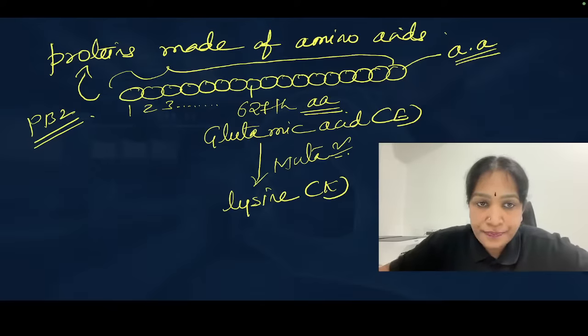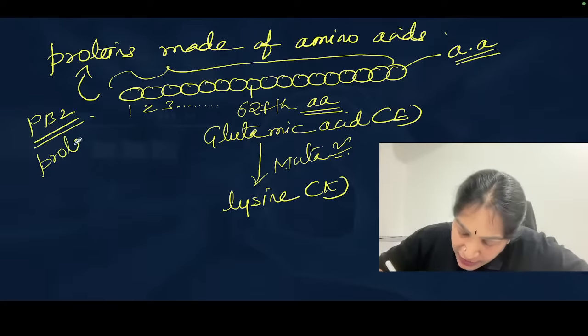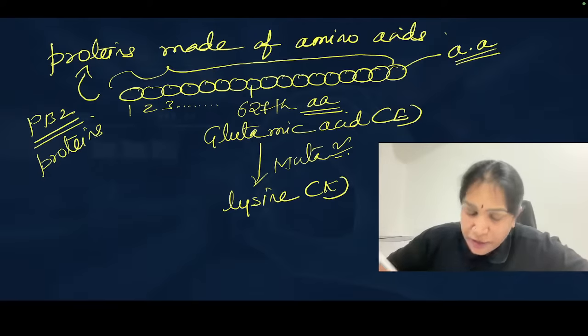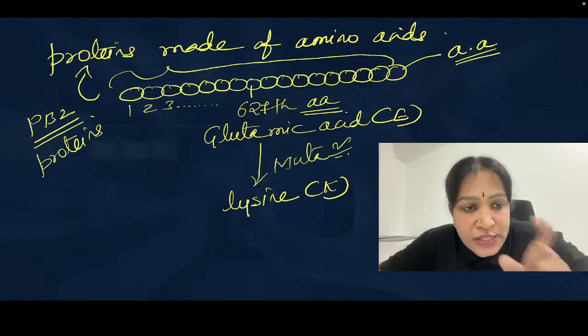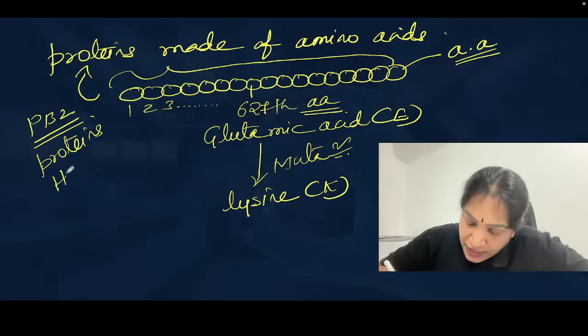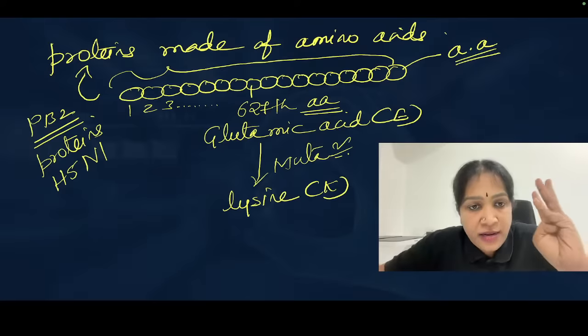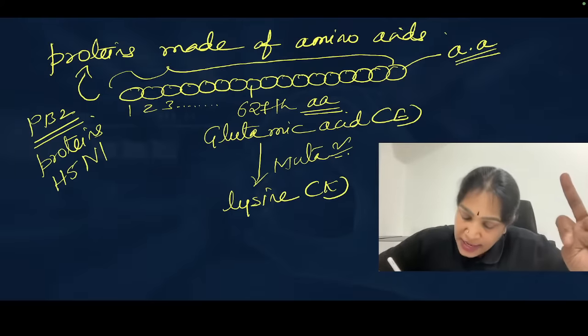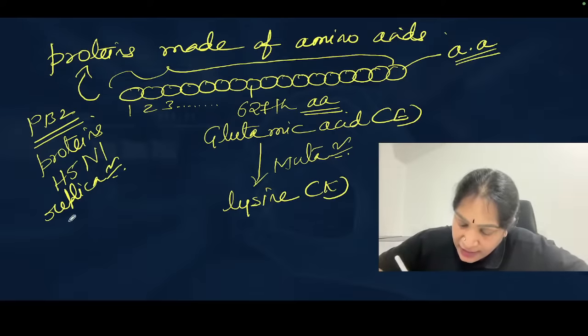Is it clear? I repeat, PB2 is a protein. Whose protein is it? PB2 is a protein in whom? The human being, or the bird, or the H5N1? It is a protein in the H5N1. PB2 is a protein in H5N1. It is responsible for its replication and transcription.